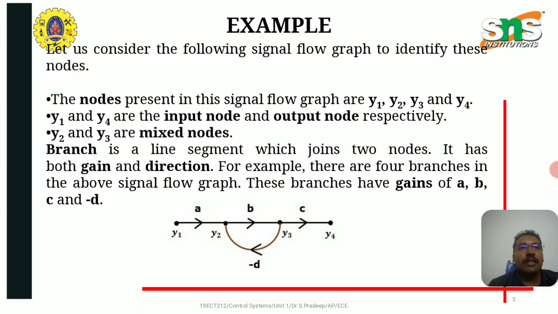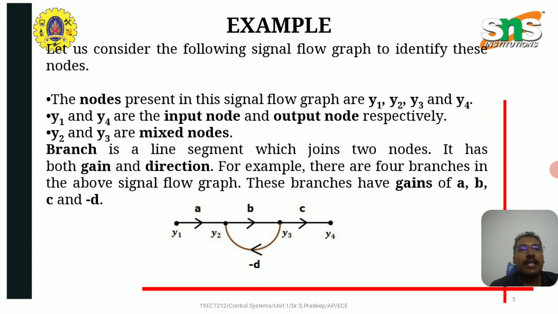Example: let us consider the following signal flow graph to identify these nodes. The nodes represented in the signal flow graph are y1, y2, y3 and y4. y1 and y4 are the input node and output node respectively. y2 and y3 are mixed nodes.